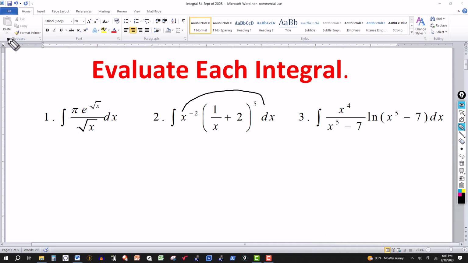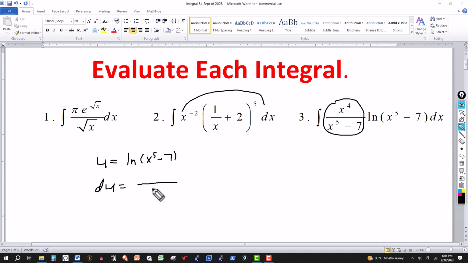Okay, so for the third one, you've got this expression here, and if you take the derivative of ln of x to the 5th minus 7, well, let's see what we get. So let's let u equal ln of x to the 5th minus 7. So du will equal, okay, the derivative of a natural log is, you compute the derivative of what you have here in the parentheses, and then this is going to go to the denominator.